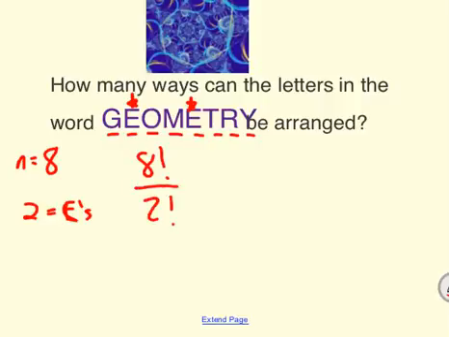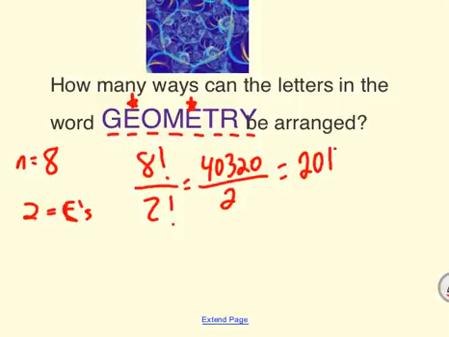Well, guess what? I would have typed 8 factorial in my calculator here. Because 8 factorial is actually 40,320. Good news for you. 2 times 1 is 2. So I would have left the 40,000 in my calculator, and I would have just hit divide by 2. So that's 20,160 ways.